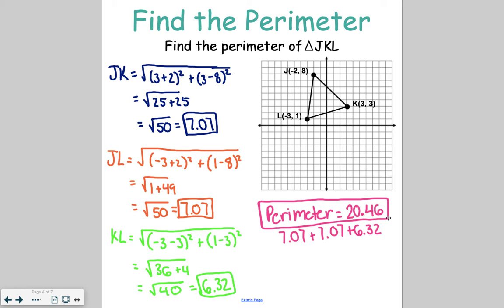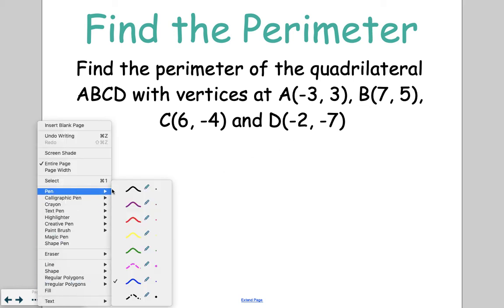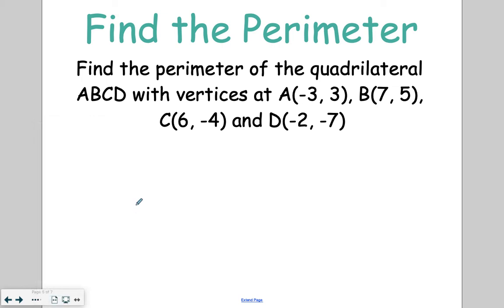So that's finding the perimeter of a triangle. We are going to take it one step further and find the perimeter of a quadrilateral. Now, in this case, it doesn't give us a picture to look at. So how do we know what sides we need to find? The key with that is going to be looking at the name of the shape.